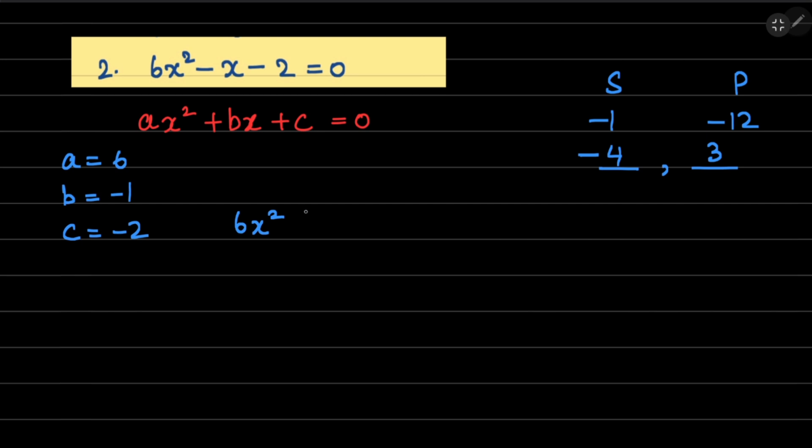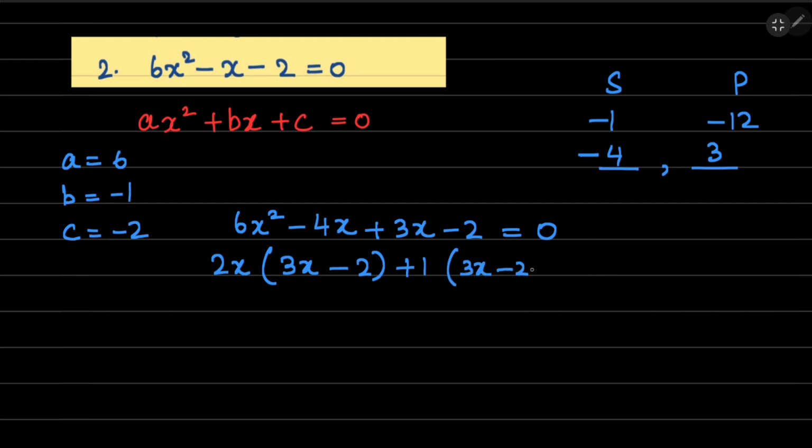So 6x square minus x can be written as 6x square minus 4x plus 3x minus 2 equal to 0. Let's take 2x common from the first two terms. 6 and 4, 2 is common, x square and x, x is common. What remains inside is 3x minus 2, plus 1 into 3x minus 2 equal to 0. Among these two terms separated by a positive sign, you have 3x minus 2 common. What is left is 2x plus 1, equal to 0.